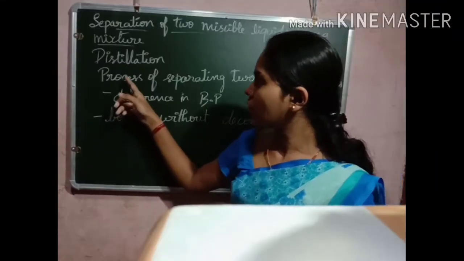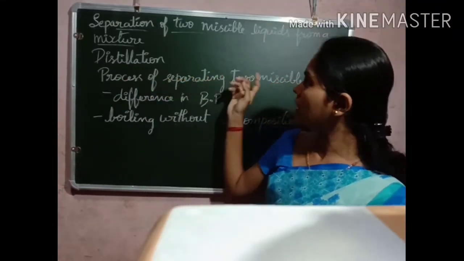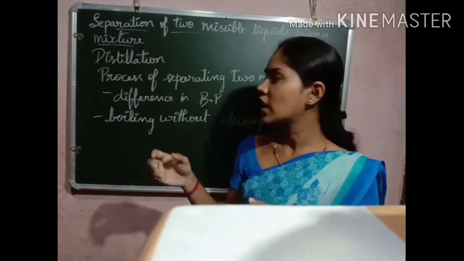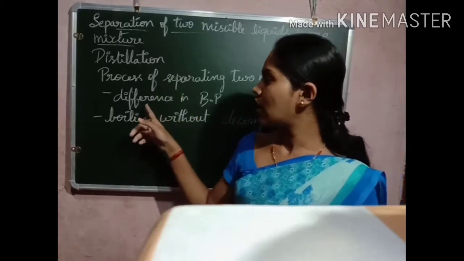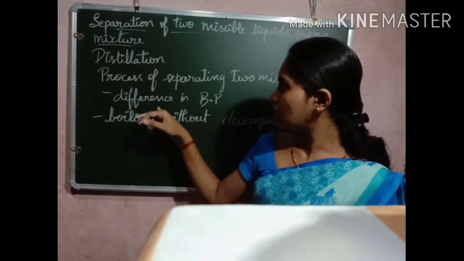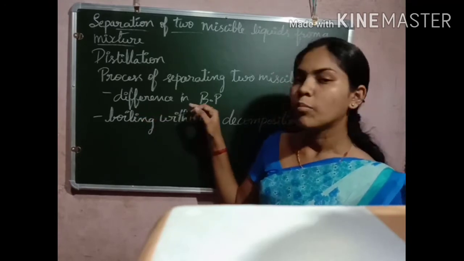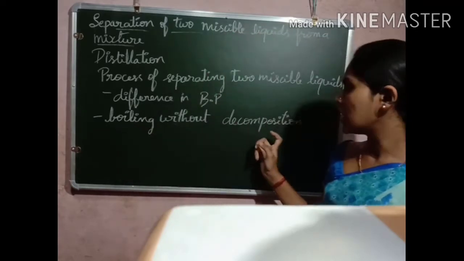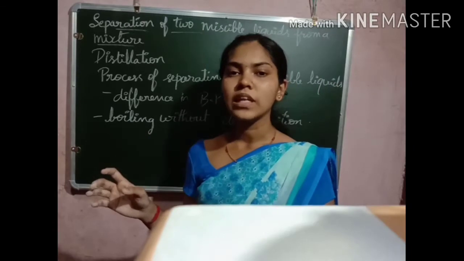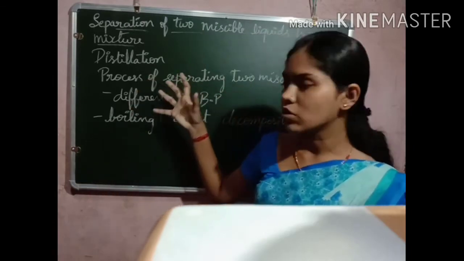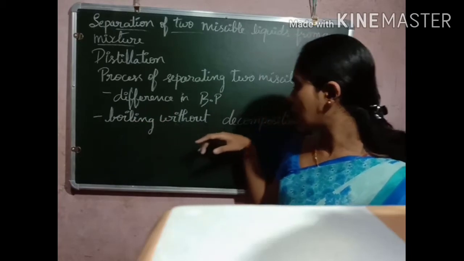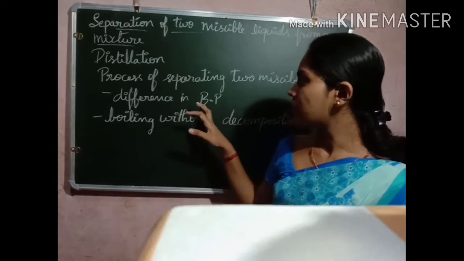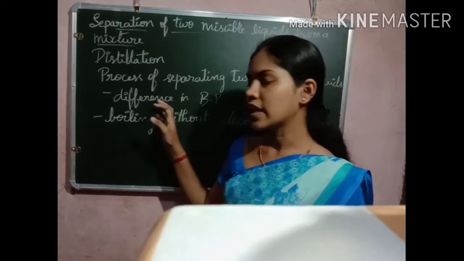What is distillation? The process of separating two miscible liquids from the mixture is known as distillation. Here we have to take care that there should be sufficient difference in boiling point, and that we boil the mixture without decomposing. We don't allow them to decompose, and there should be a sufficient boiling point difference.